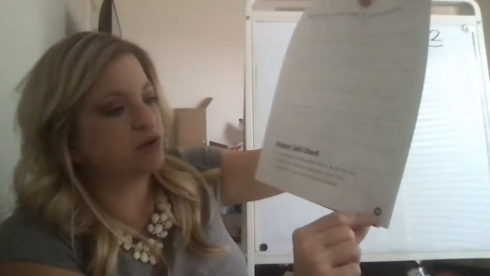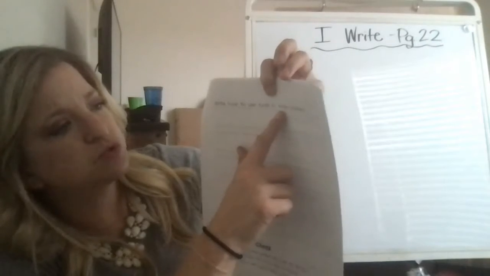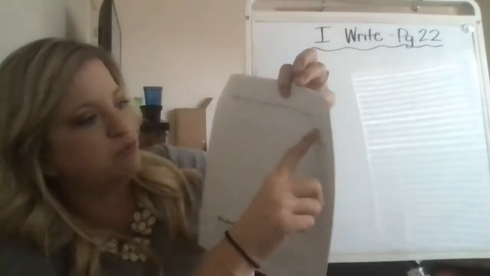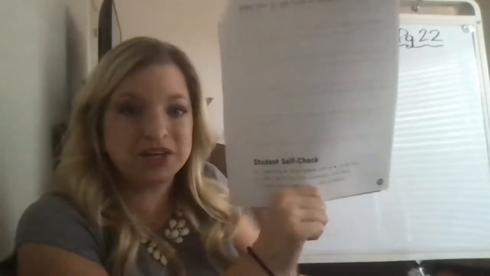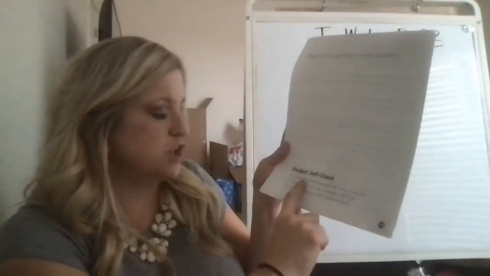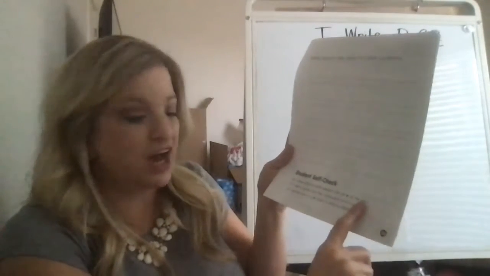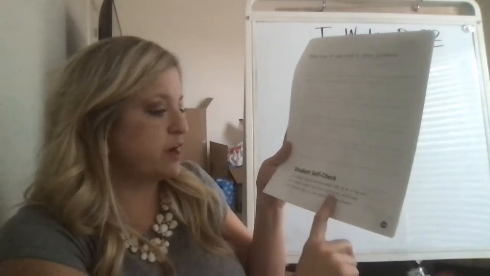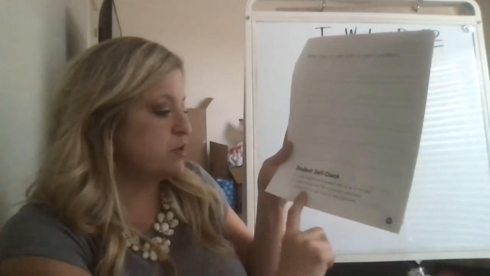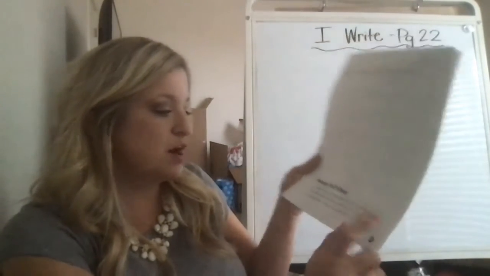Page 23 says, write how to use tools to solve problems. Now you have 1, 2, 3, 4, 5 lines. That's not a lot. You could probably pick 2 of the tools and use those in your writing. So at the bottom, it says student self-check. I used long O words spelled with an E at the end. So I need to make sure I do that. I used words from the vocabulary word bank. I wrote how to use tools to solve problems.